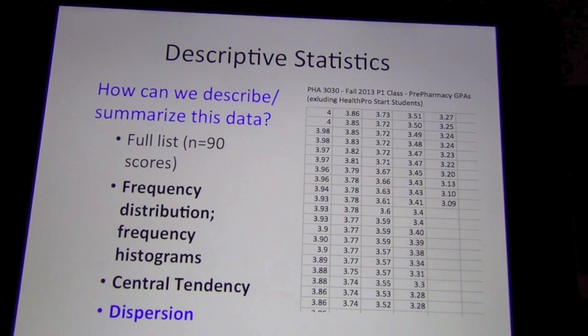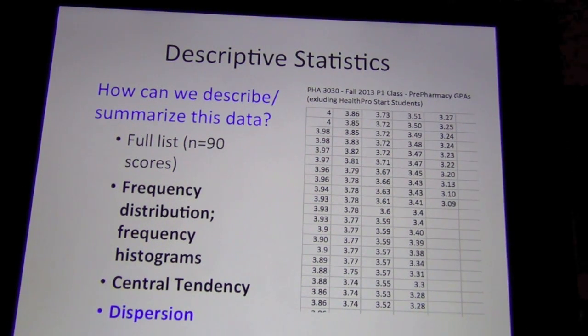So we're back with our data. And we're asking the question again, how do we summarize this data? Well, one way is the full list, boring. Another is a frequency distribution using histograms, and we talked about that. What if you don't want to look at graphs? Another is central tendency. But central tendency is only one way to look at it. That gives you sort of the center. But what if you want to know something about the dispersion of the data?